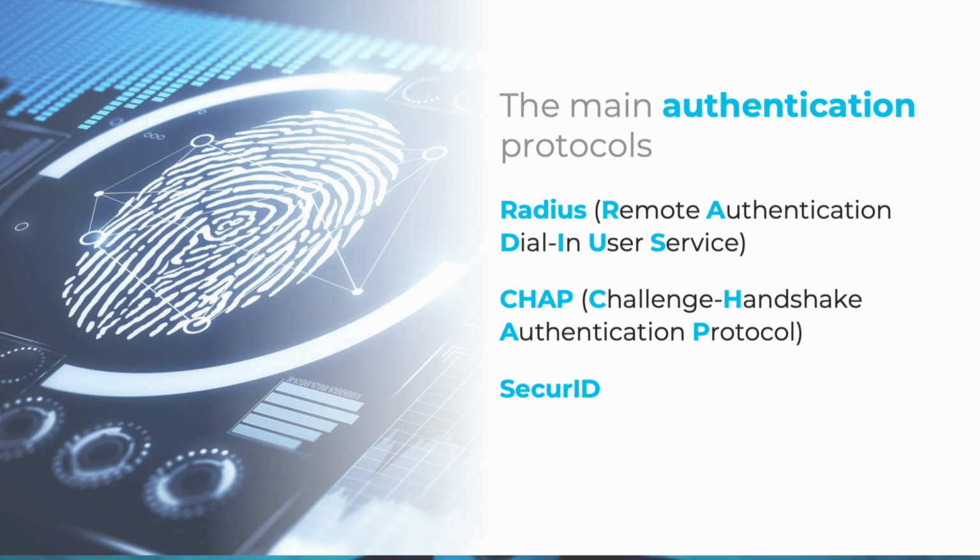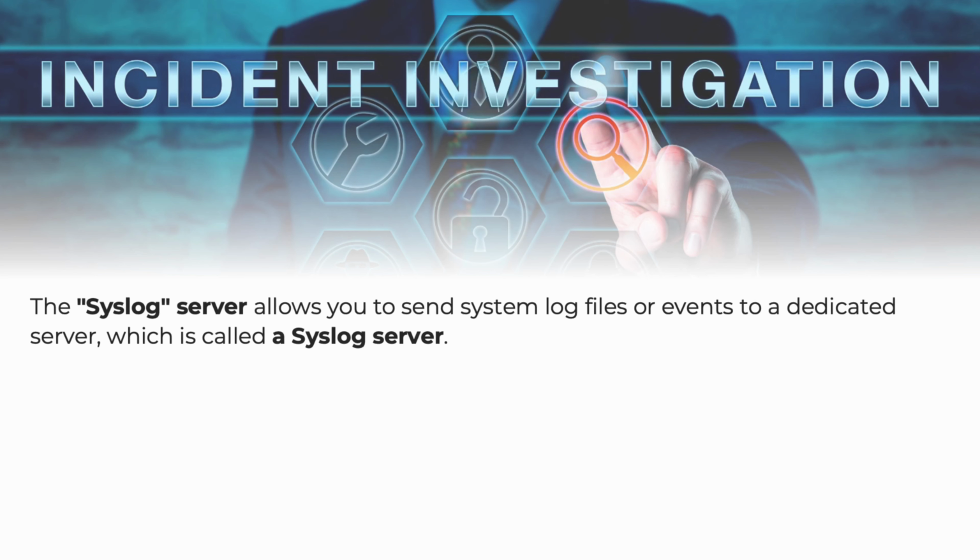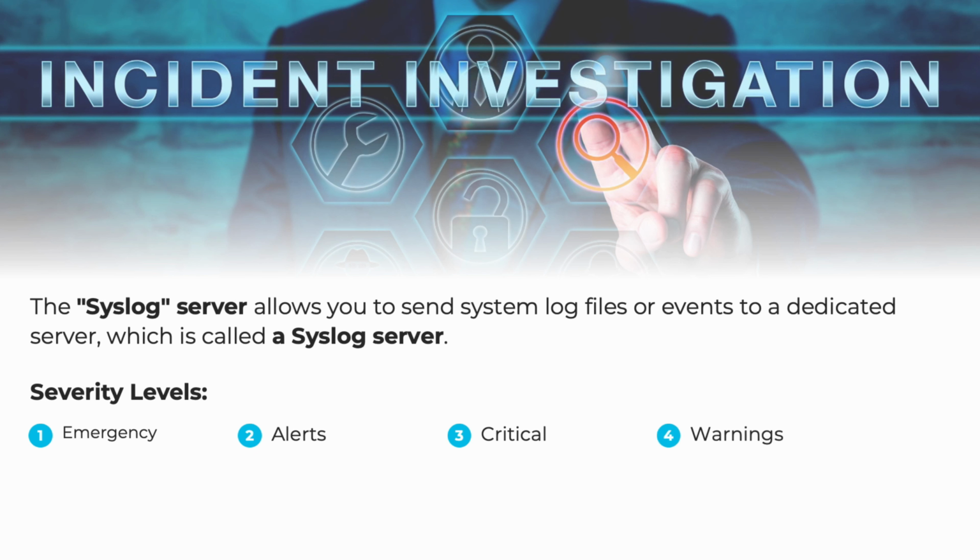The syslog server allows you to send system log files or events to a dedicated server, which is called a syslog server. Logs are categorized by different severity levels, which range from 0 to 7. At level 0, we have the emergency messages, which indicate that the system is unusable. Secondly, the alert messages, which require immediate intervention. Then there are the critical messages, which inform of a critical error on the system. Then there are the warning messages, which inform you that an error can happen if no action is taken.